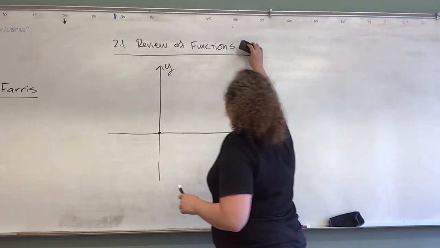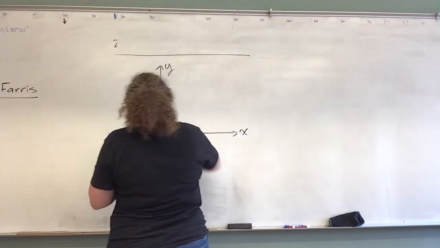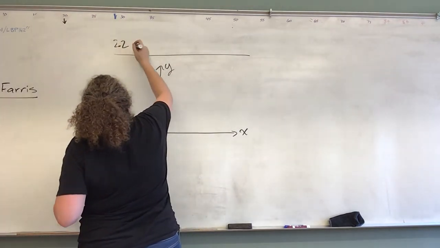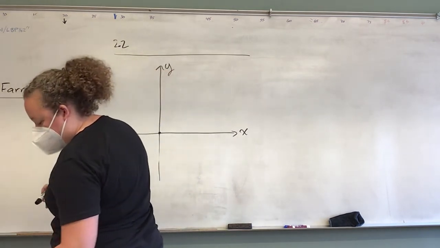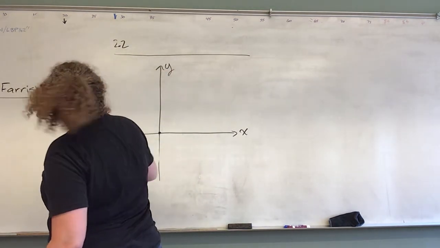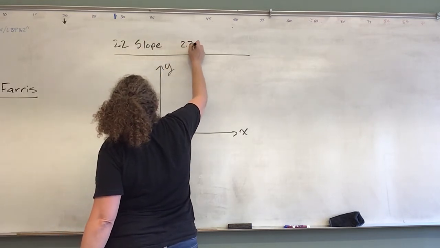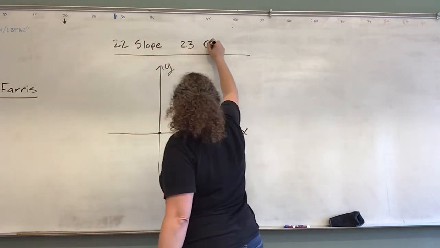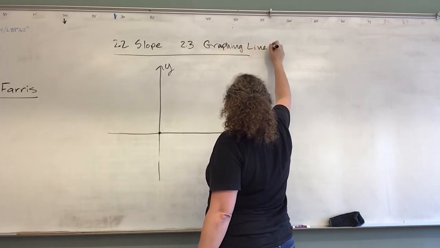Okay, so now we're going to move on to 2.2, which I think predominantly is concerned with the idea of slope, and then 2.3, which is graphing lines.